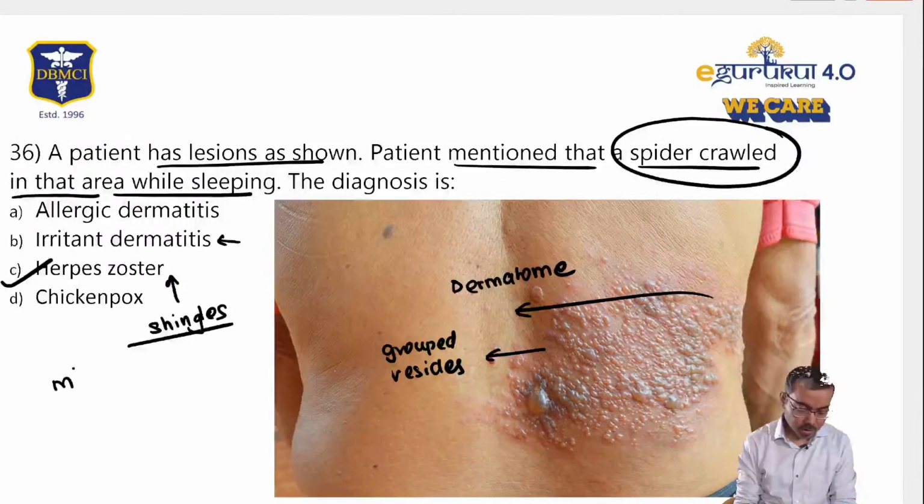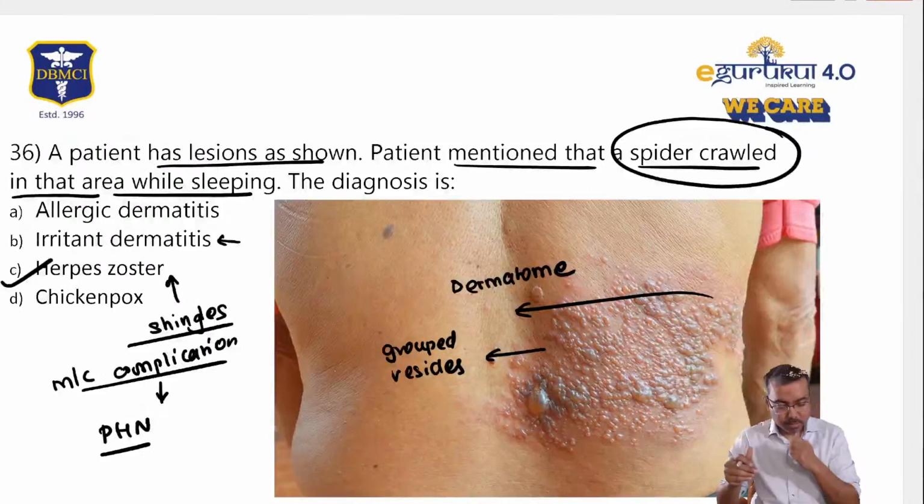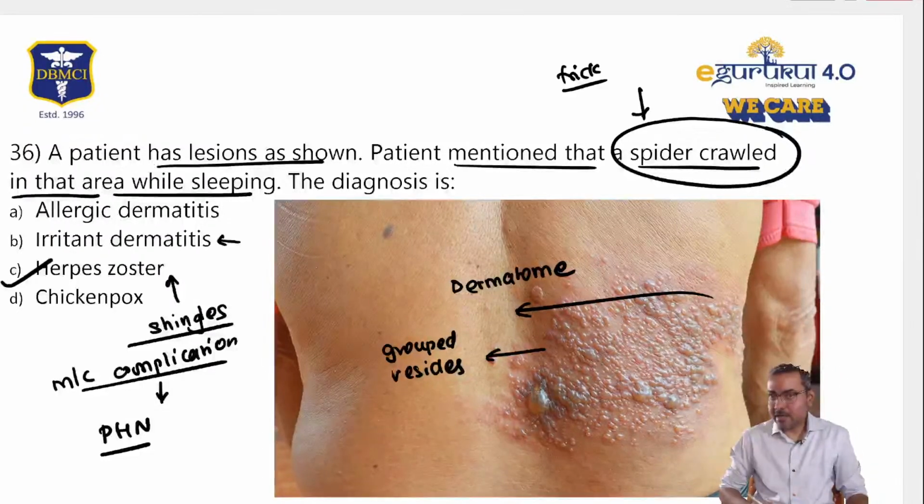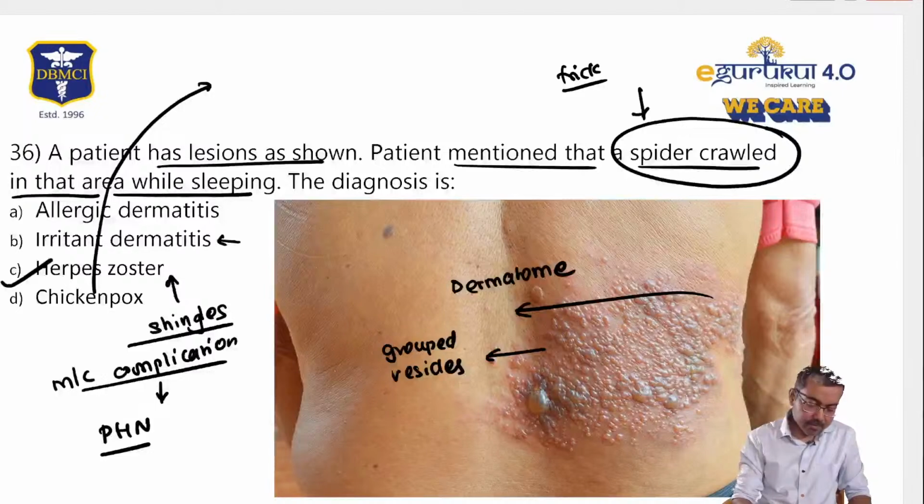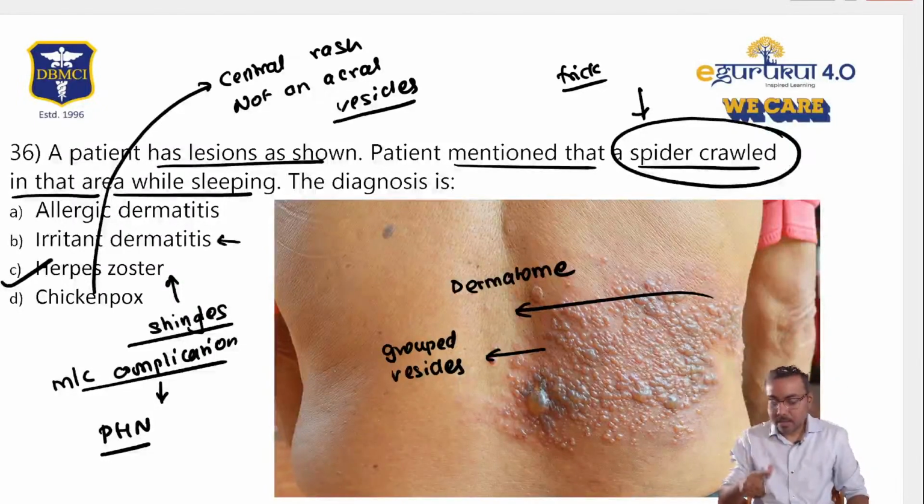shingles. Most common complication of herpes zoster, write down, is going to be PHN, post-herpetic neuralgia. Post-herpetic neuralgia. Okay? So this was a trick question, right? Because this mentioned spider and then you kind of said irritant contact, allergic contact. No, it's herpes zoster. Okay? Chickenpox will be almost the same disease but over the entire body. And chickenpox is typically a central rash, not an acral rash. Remember I told you that infant scabies and hand foot mouth, these are acral vesicles. This is not an acral vesicle, it's a central rash, center body area without even being on the edges.